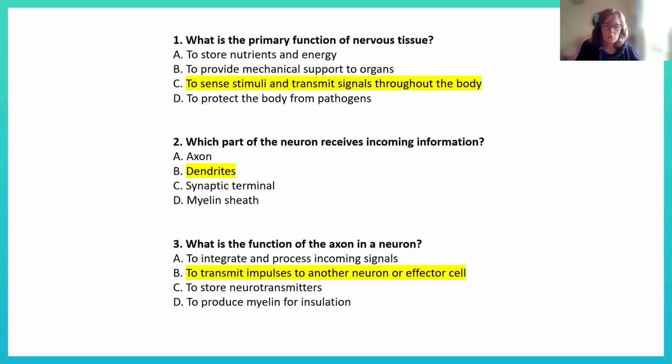depending if it's a sensory neuron, which we'll talk about a bit later on. What's the function of the axon? It is to transmit the impulses away or along the nerve, away from the body of the nerve to another cell. It's usually another neuron, or it could be a cell that does something like a muscle. That's an effector cell, which we'll learn about in a bit.